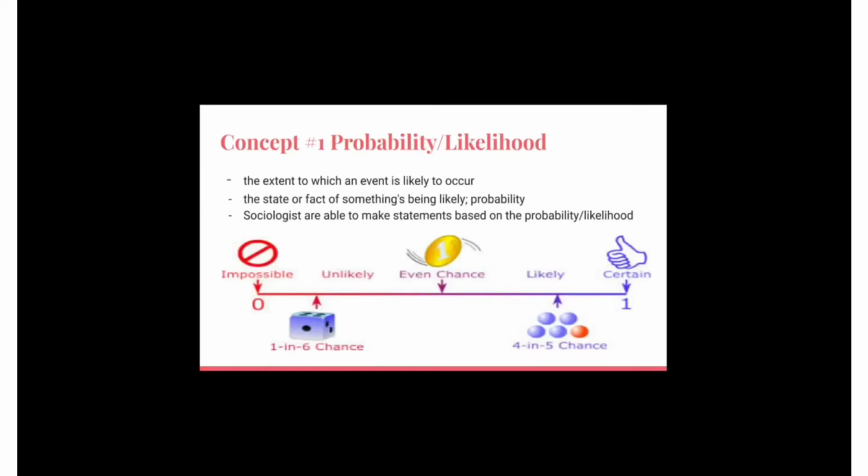Concept number 1, probability and likelihood. Probability is the extent to which an event is likely to occur. Likelihood is the state or fact of something's being likely. Sociologists are able to make statements based on a probability and likelihood. Probability and likelihood can be impossible, unlikely, even chance, likely, or certain.